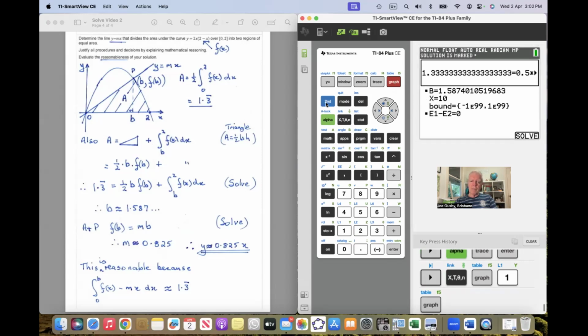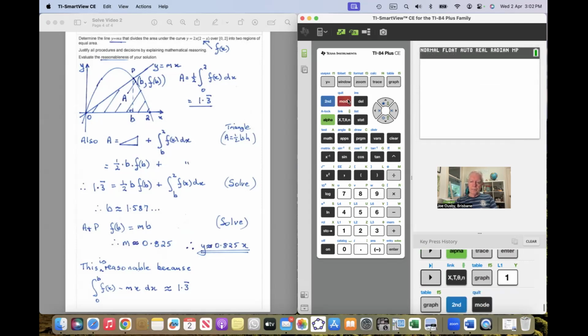Now, if we quit out of that, then B is available to us. It's 1.587. Now, then my solution went on to say, and f of B is equal to MB. Now, I could go to the solver at that stage, and I pretended that I had gone to the solver by writing solve. In fact, I didn't do that.